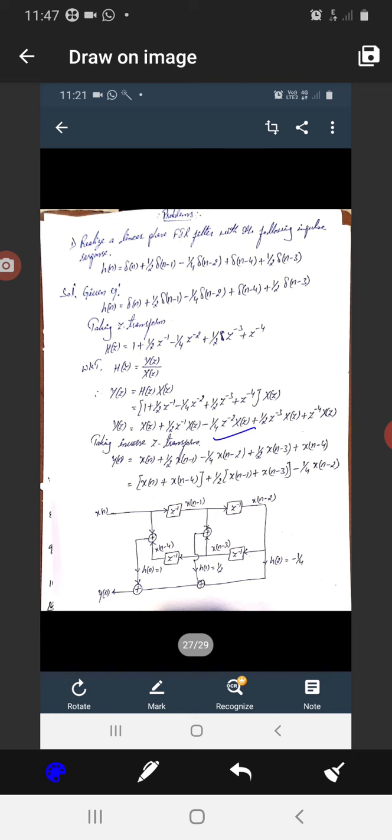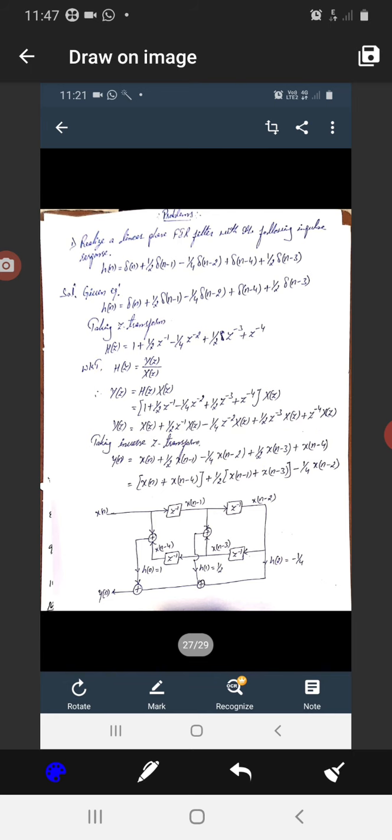Here also, again convert the given z transform into your time function, that is y of z to y of n. If I take that, your x of z I can write as x of n. Again, z inverse can be written as 1 by 2 x of n minus 1. If it is z raised to minus 2, I can write x of n minus 2. Coefficient remains the same and sign also remains the same. Remember this. Then plus 1 by 2 z raised to minus 3, I can write as x of n minus 3. Then z raised to minus 4 x of z, I can write as x of n minus 4.